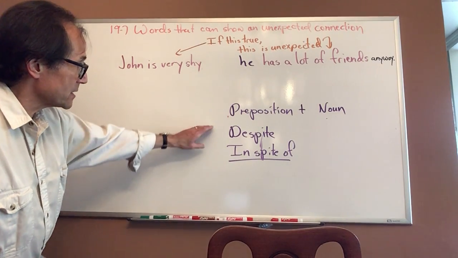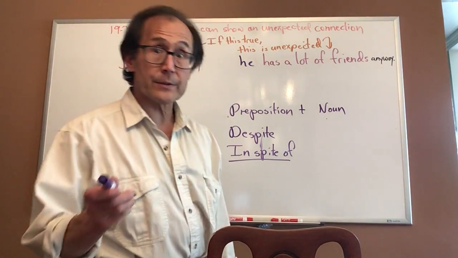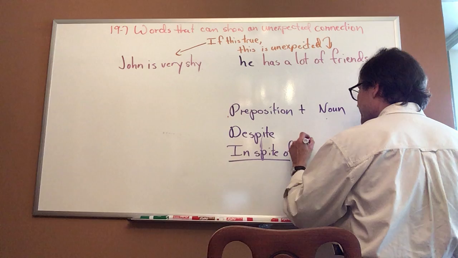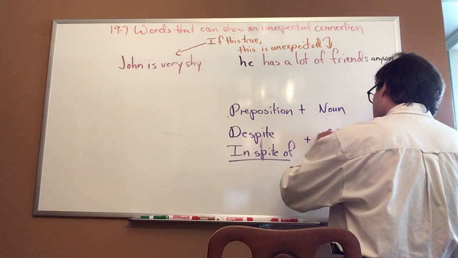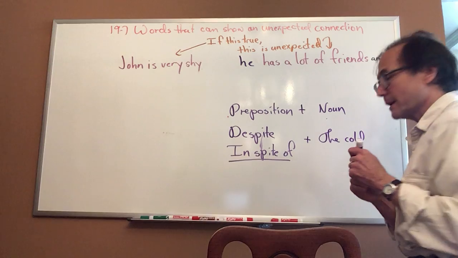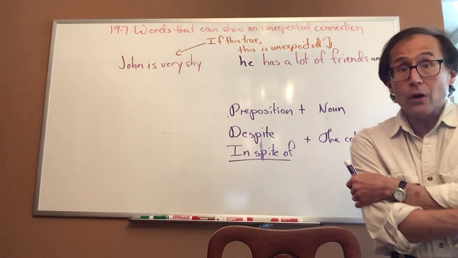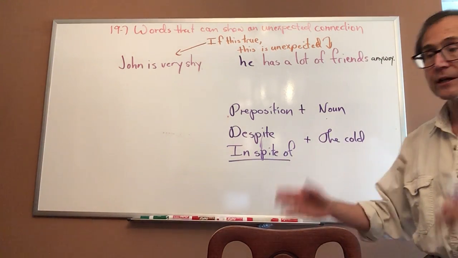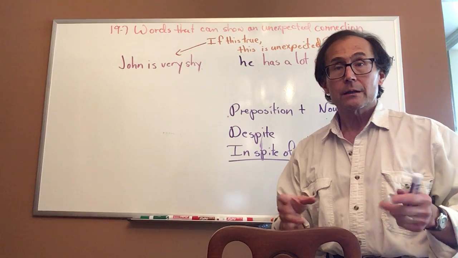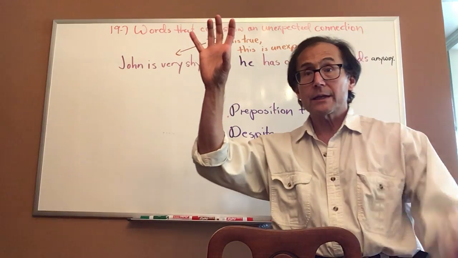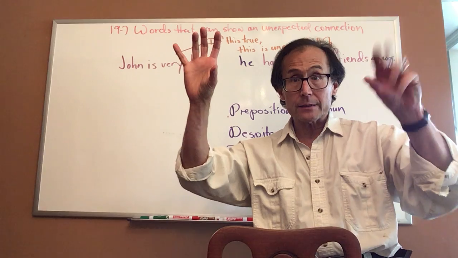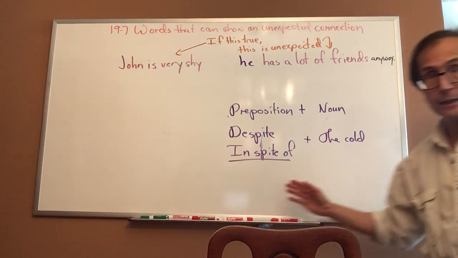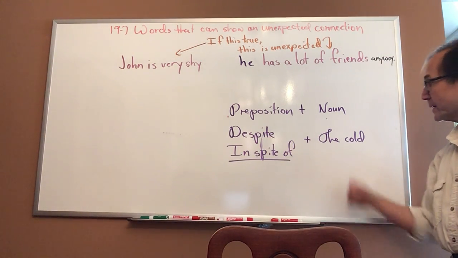Now, because despite and in spite of are prepositions, they have to be followed by a noun. So I could say maybe the cold, and I could say, oh, despite the cold, I didn't wear a jacket. Or I could say, in spite of the cold, I didn't wear a jacket. So, despite the cold, then unexpected, I didn't wear a jacket. Or in spite of the cold, then unexpected, I didn't wear a jacket. So I'll always use despite or in spite of plus a noun.